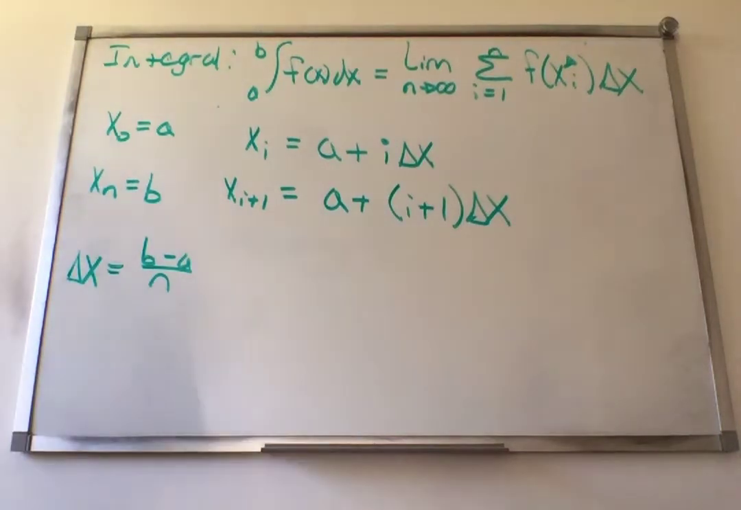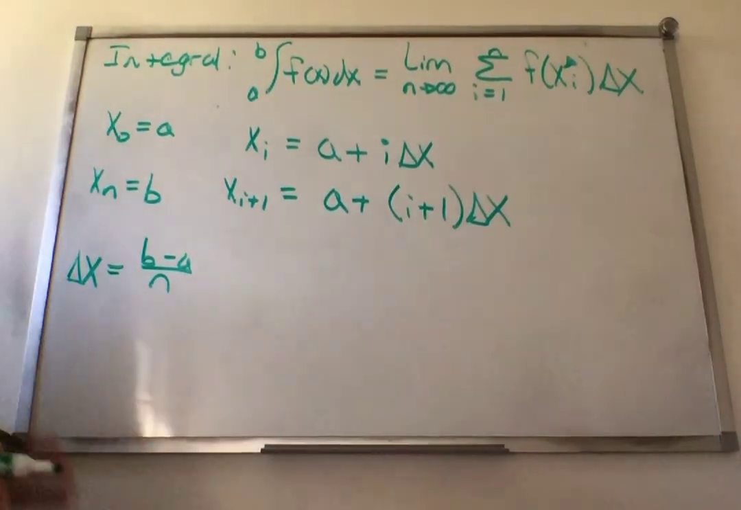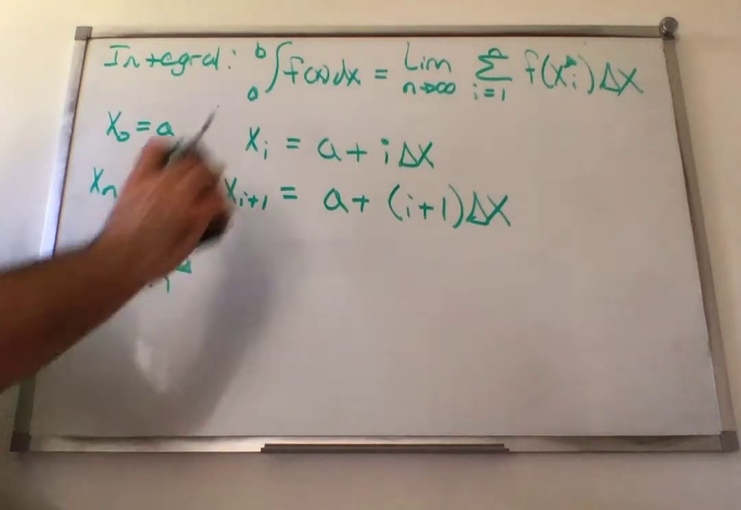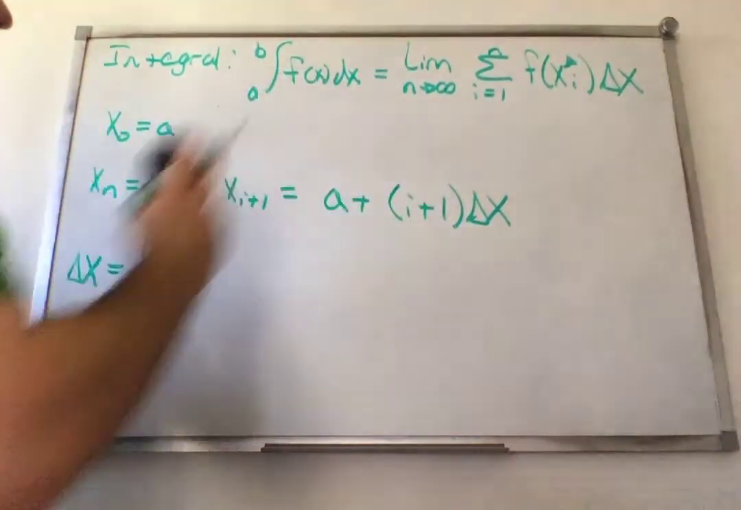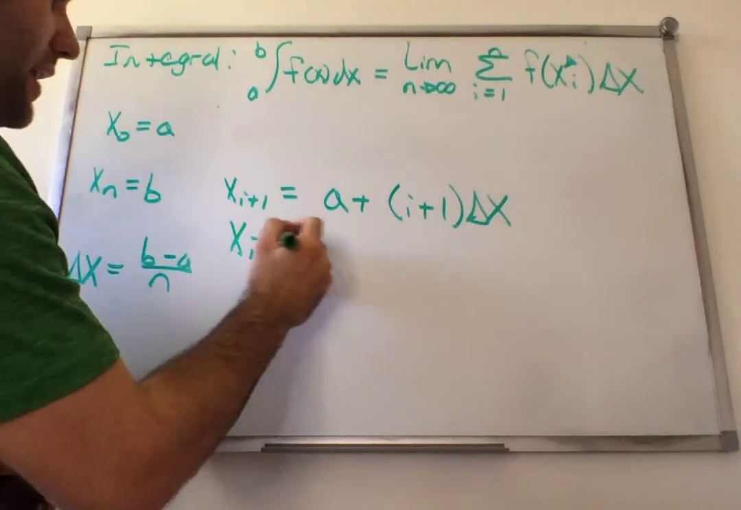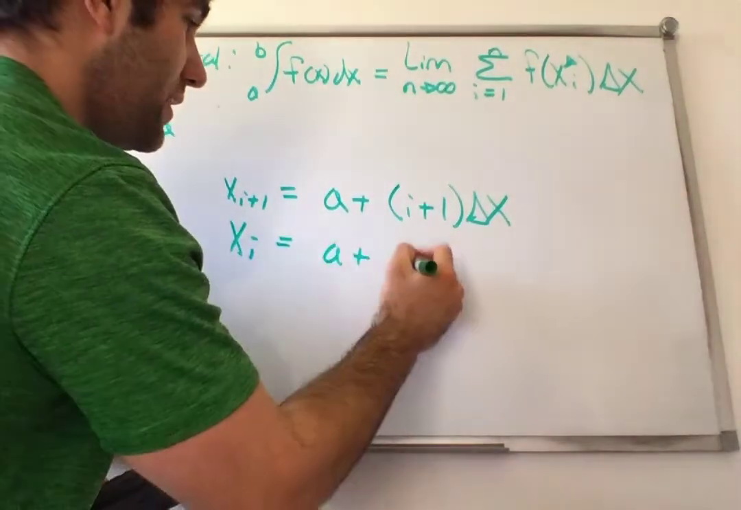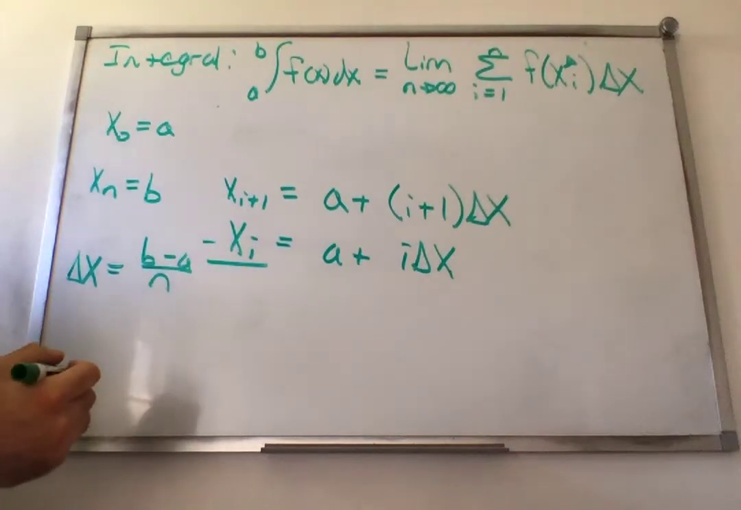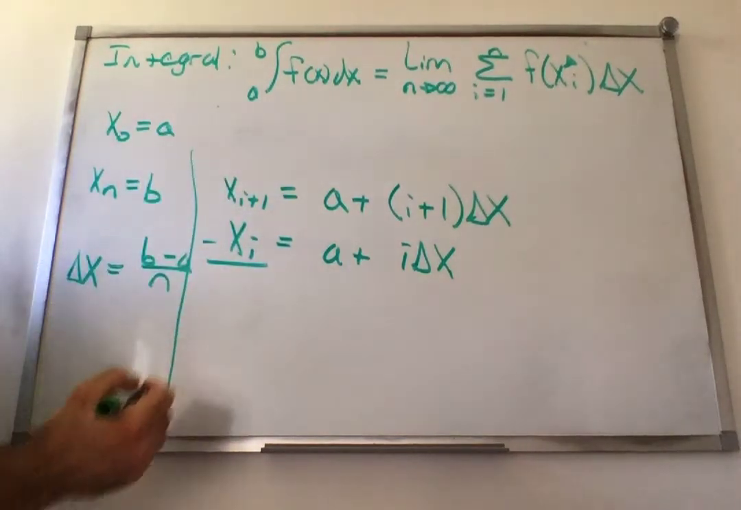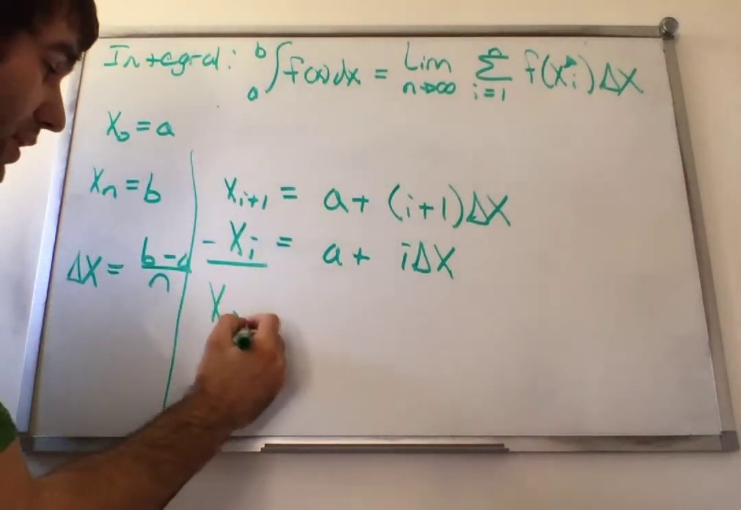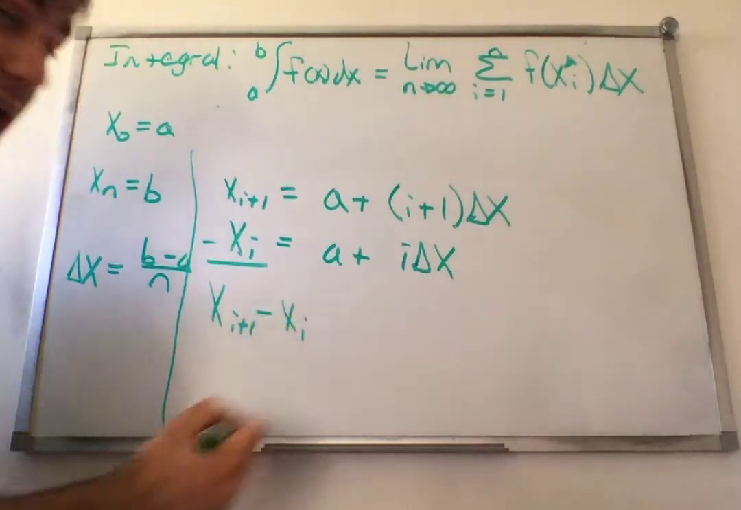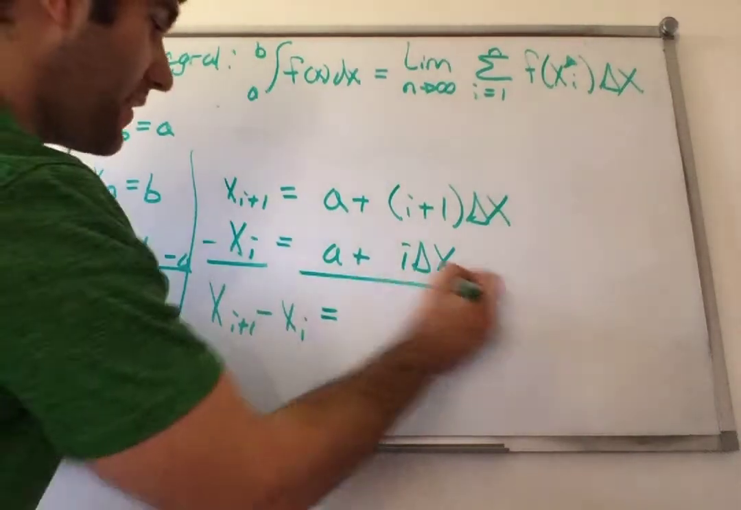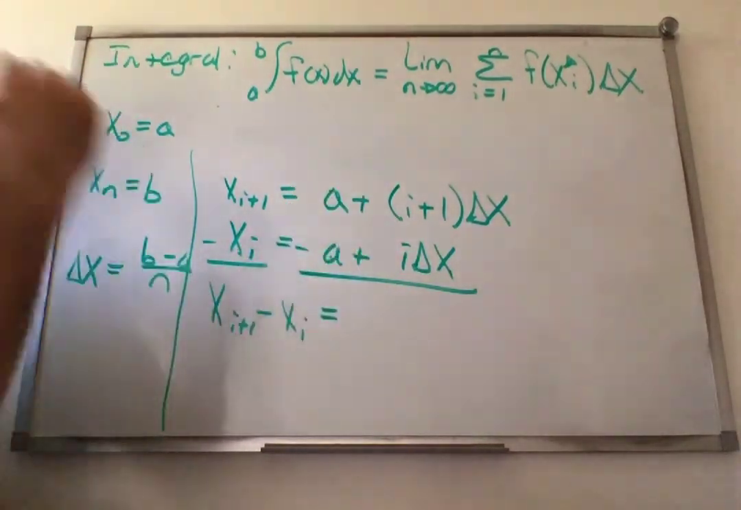Now, really, I have these out of order. What I want to do is subtract these two, so I'm going to put this one on bottom. xi is equal to a plus i delta x. If you were to subtract these two right here, put a line there, you get x sub i plus 1 minus x sub i is equal to, a minus a goes away.